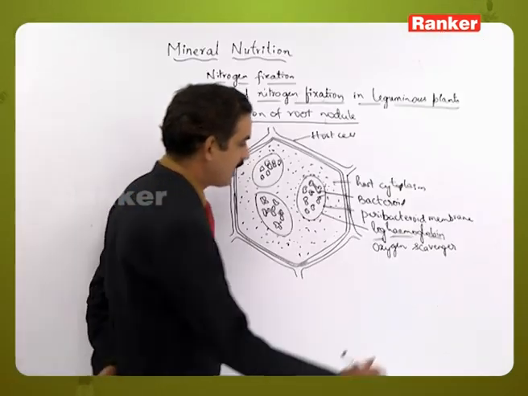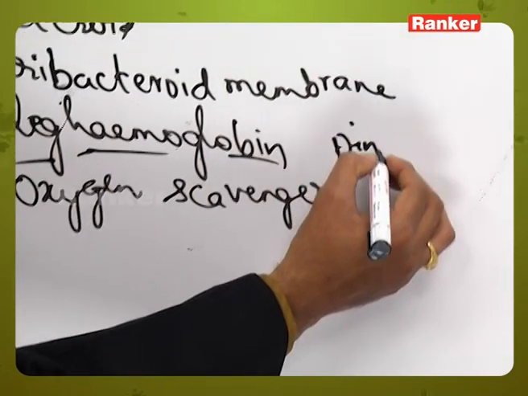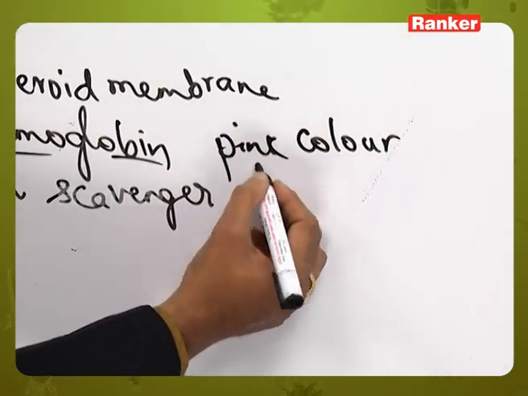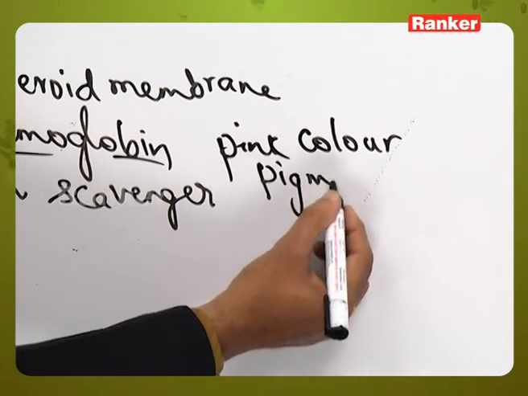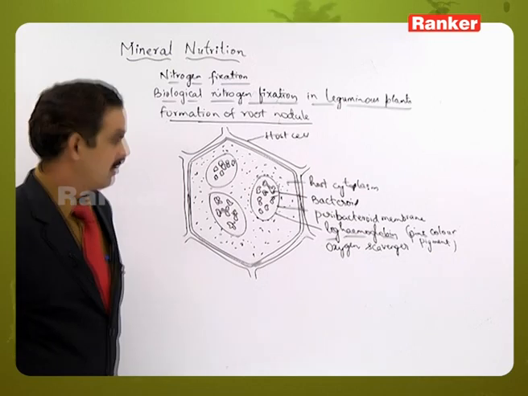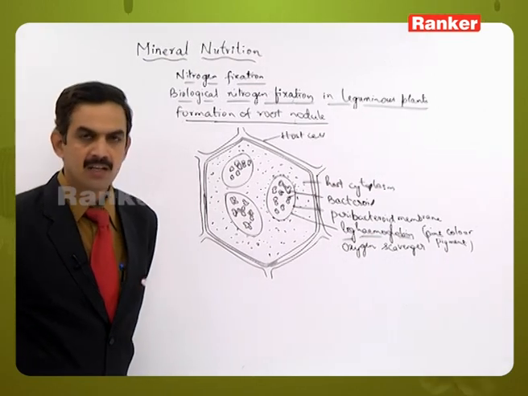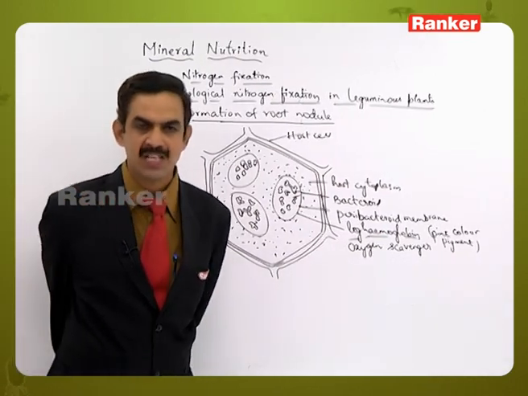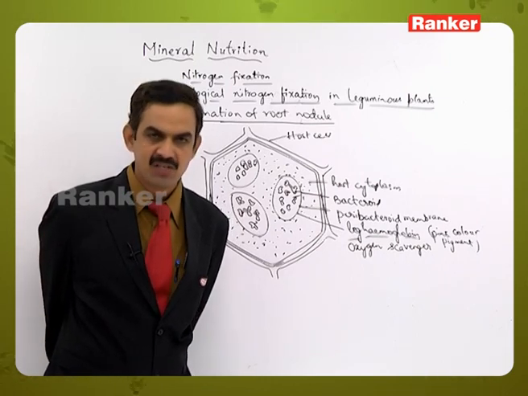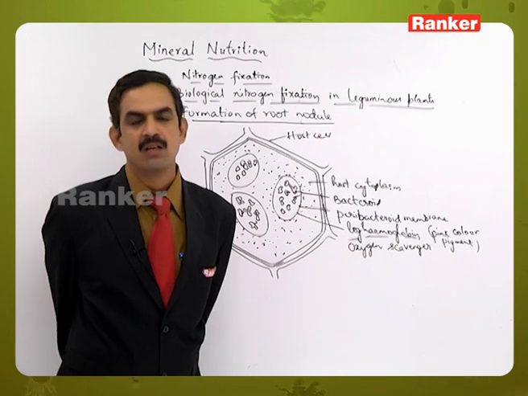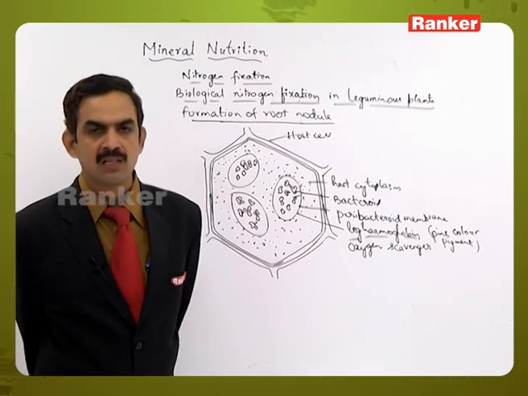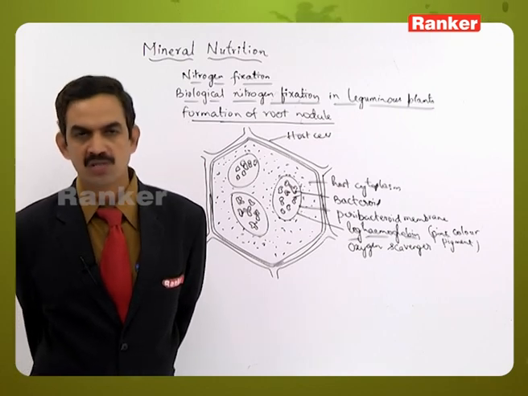It is a pink color pigment, which is similar to the red color pigment which is present in the blood, that is hemoglobin. That is why it is called hemoglobin, and it is present in legume plants. That is why it is called leghemoglobin pigment, which is acting as an oxygen scavenger and protecting the dinitrogenase enzyme from the toxic effect of oxygen.